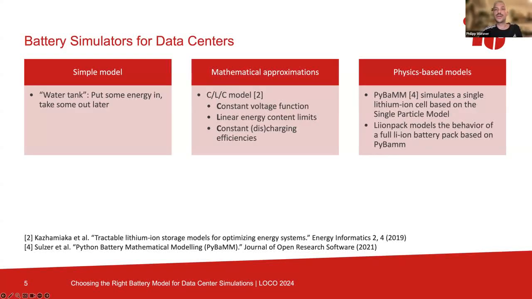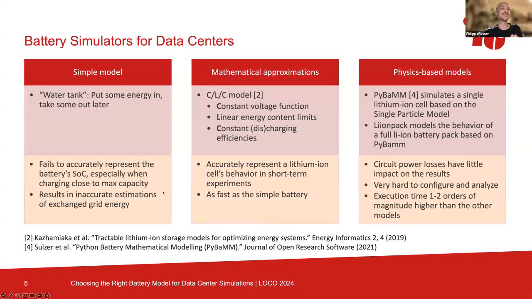Since this is a short talk, I'll jump right to the conclusions and the results. As expected, the simple model fails to accurately represent the battery's state of charge, especially when you get in this area of being at 80, 90% or close to capacity. Batteries just don't behave the same way as if you charge them from 0 to 10% or somewhere in the middle. So this was not reflected very well. While this CLC model actually did a very good job. So it's state of the art for a reason, I would say.